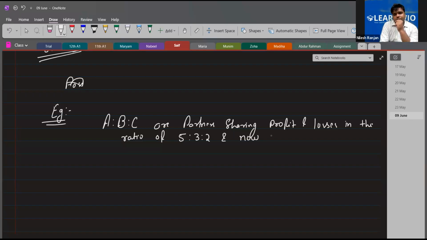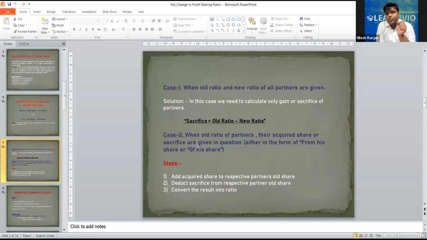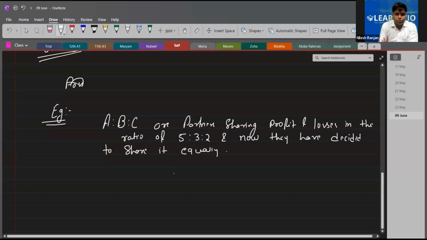And now they have decided to share it equally. This is how you will be given information in the question. So A, B, C are partners sharing profit and losses in the ratio of 5:3:2. So their old profit sharing ratio is given, and now they have decided to share it equally. So new profit sharing ratio is also given. So that is case number one, when old ratio and new ratio of all partners are given.